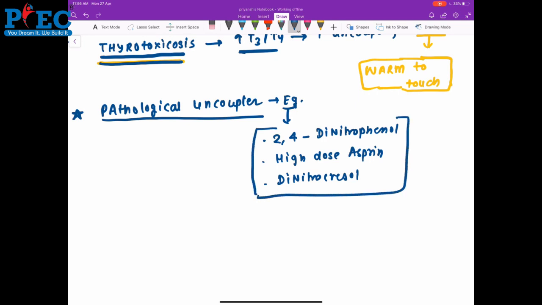The most important is the first one, which was asked in your exam. Which of the following is an example of a pathological uncoupler of the electron transport chain? And in the given options, the answer was 2,4-dinitrophenol.